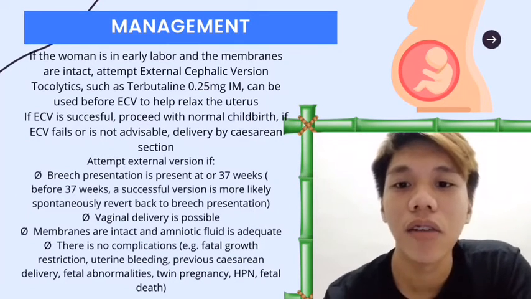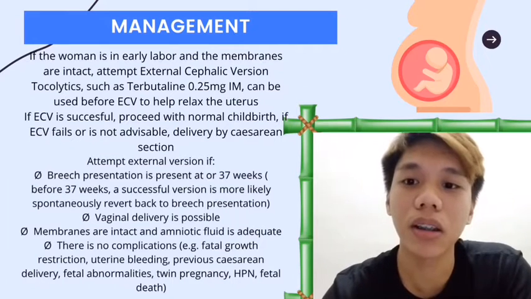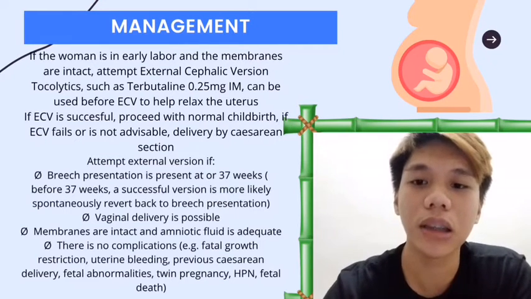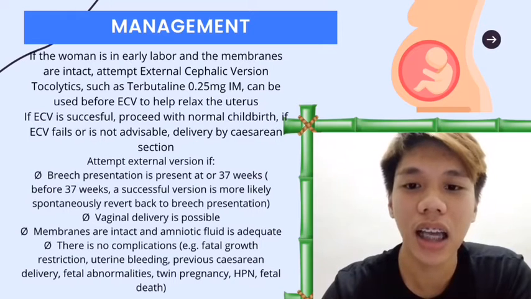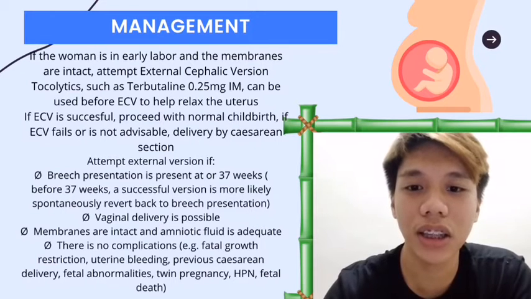Second is that vaginal delivery is possible. And third is that membranes are intact and amniotic fluid is adequate. Fourth is that there is no complication.